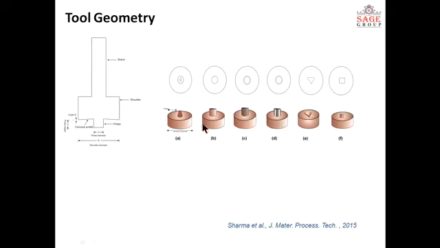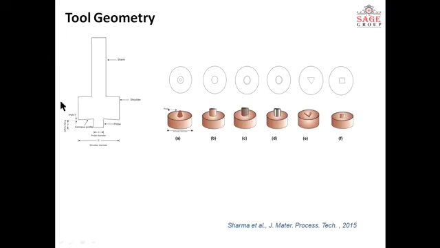These are the tool geometries. So you can see a threaded one, a triangular one, a square one, a plain cylindrical one, and a conical one. So there are a lot of tool geometries, and there are many more. We are discussing a few which are mostly used. Square and triangular ones are mostly used. Threaded one, and this is a fluted one, which is also used.